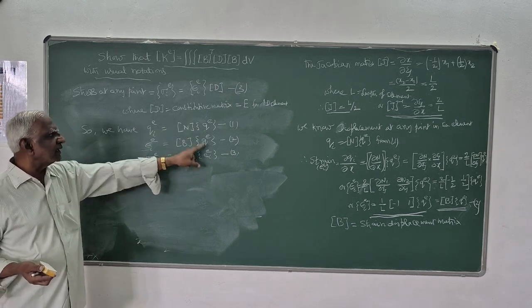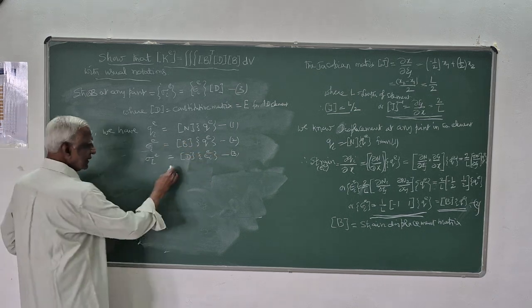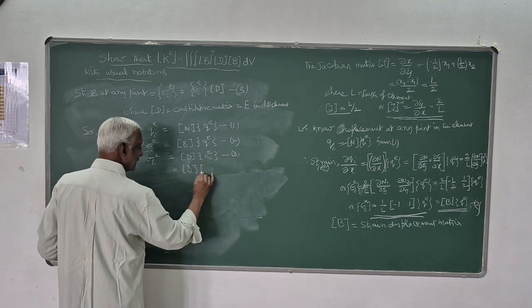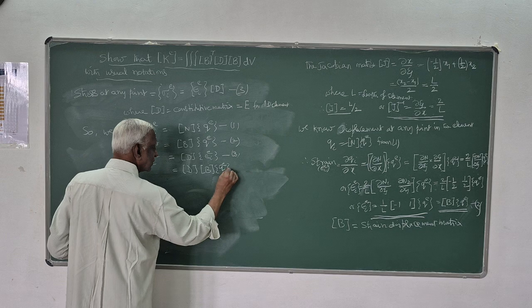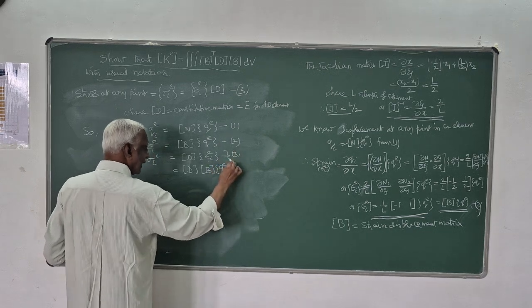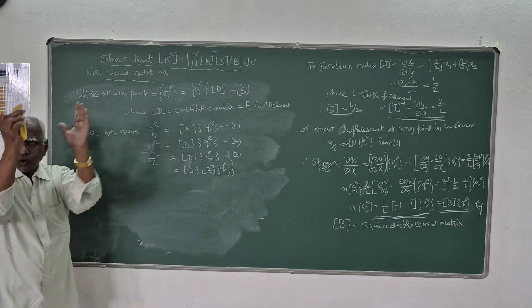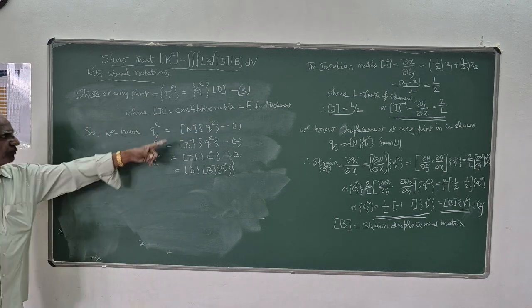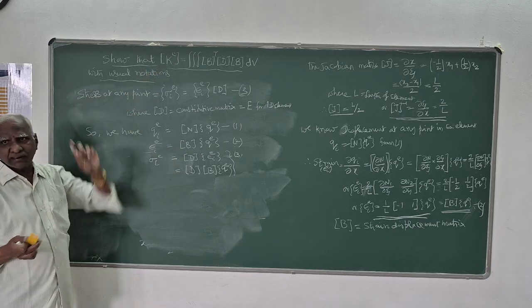Because this epsilon is nothing but B into QE, and sigma is nothing but D into B into QE. So all these three relationships are functions of QE, the nodal displacement vector, which we have to determine. So for determining this, now we have to establish this relationship.